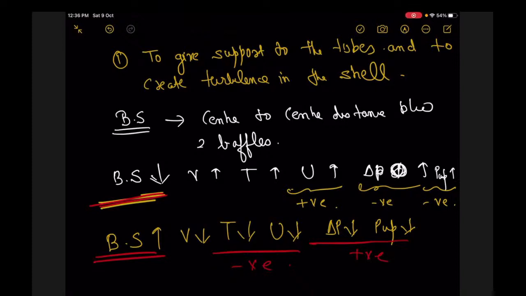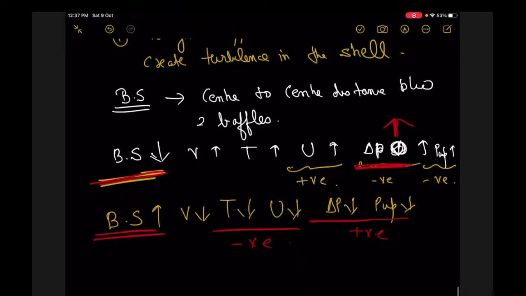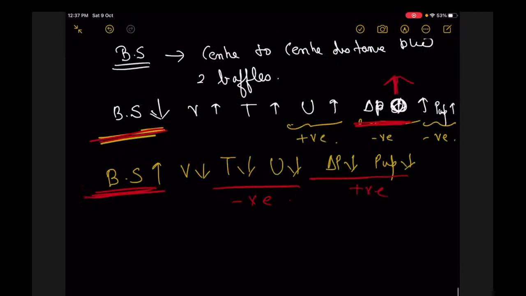ओके, तो इसकी जब बात आती है, यस, डेल्टा पी ज्यादा हो जाता है, यस, डेल्टा पी विल इंक्रीज। ओके, डेल्टा पी विल इंक्रीज। लेकिन जब बैफल स्पेसिंग हम कम कर देंगे, बढ़ा देंगे, मतलब दूर दूर रख रहे हैं, है ना। सो उसमें क्या हो जाएगा?